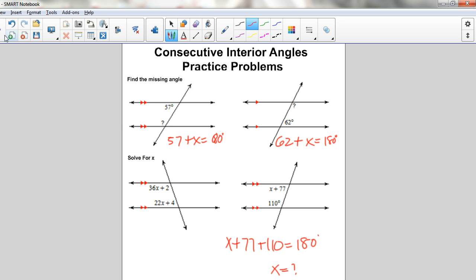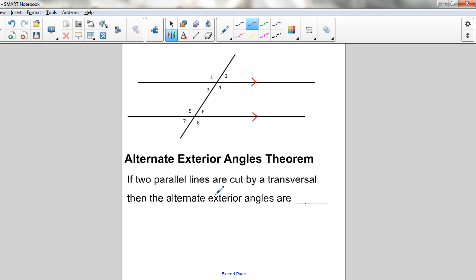Okay, remember I told you at the beginning of class, you need to be able to write when things are equal to 180, when they are equal to 90, and when they are equal to each other. That's basically the majority of this class.